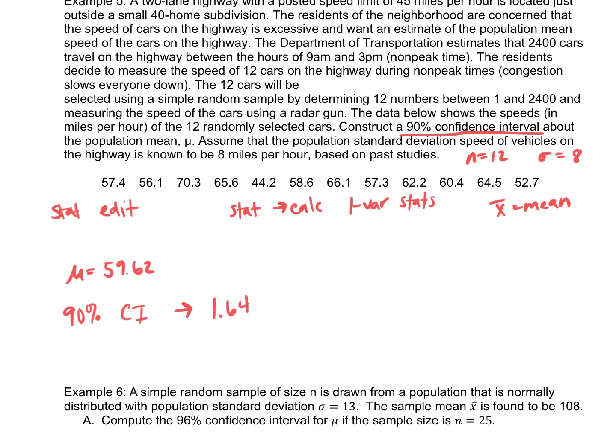Now to find my confidence interval, I'm going to do the mean, 59.62, plus or minus 1.64 times sigma over square root of n, because it's sample means, not proportions. So times 8 over the square root of 12.